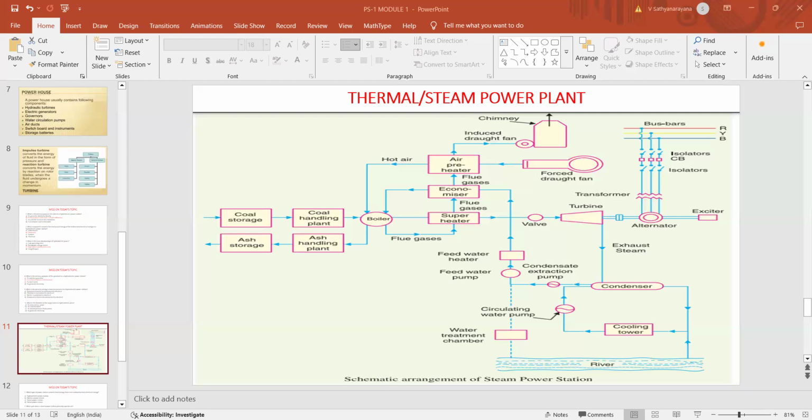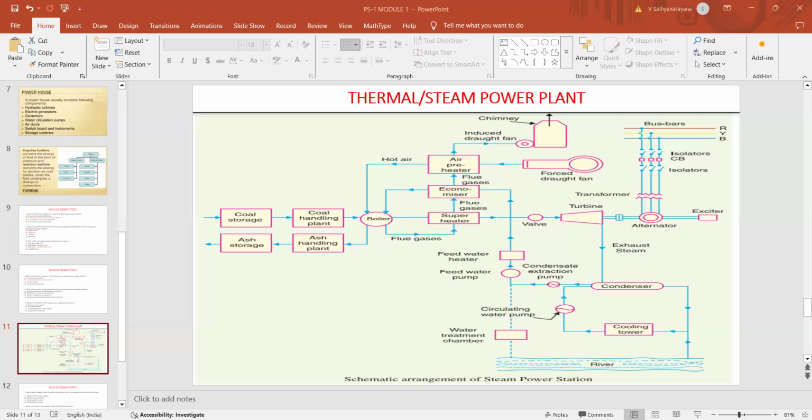So this is all the process, and the main objective is to rotate the turbine. How is the turbine going to rotate now? The dry and superheated steam from the superheater. See, after the boiler, there is a superheater. The output of the superheater is given to a certain valve. By using this valve, this turbine is going to be connected.